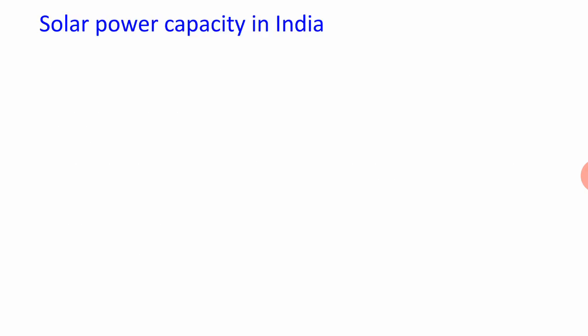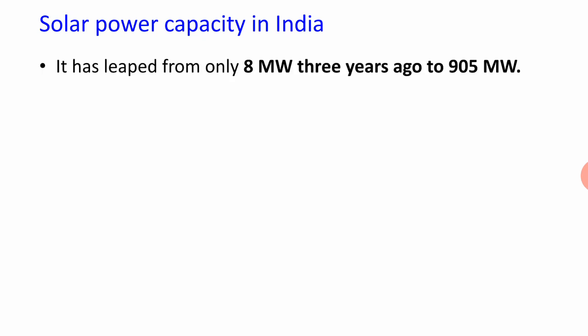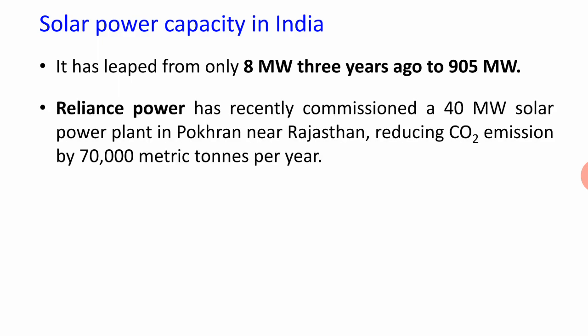So the solar power capacity in India. The funding agents are not only doing this part, they are also estimating what is required for human beings here. The capacity has leaped from only 8 megawatts 3 years ago to 905 megawatts. Because they have started investing a lot of money and a lot of infrastructure here, it increased from 8 megawatts to 900 megawatts of power generated from clean energy.